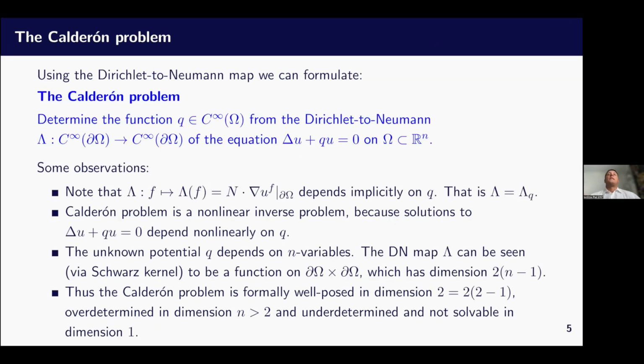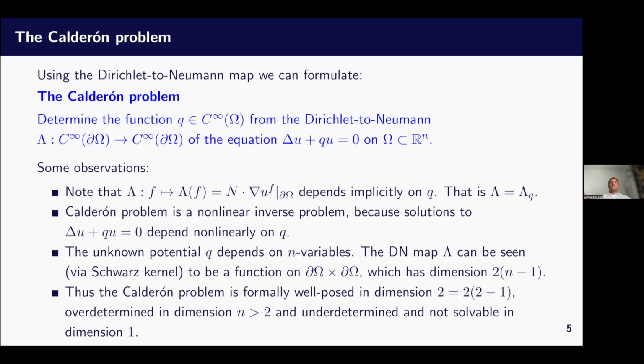Okay, so now we know what the Dirichlet-Neumann map is, and we are ready to formulate one of the topics of today, which is the Calderon problem. Using the Dirichlet-Neumann map, we can formulate the Calderon problem, which asks: determine the function q inside omega from the Dirichlet-Neumann map, denoted by lambda, of the equation Laplace u plus qu is 0. So your task is to determine this function q inside omega.